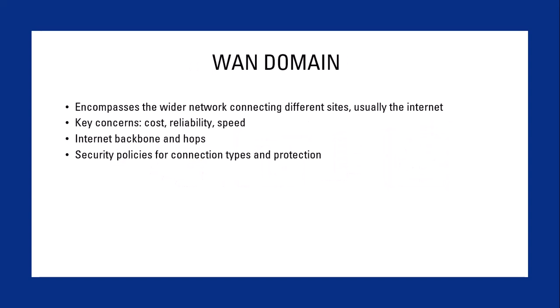The WAN domain refers to the wide area network that connects an organization's different sites, which in most cases is the internet. While the internet is a public network, organizations can use various technologies to create secure private connections over this shared infrastructure. When it comes to the WAN, organizations are primarily concerned with three factors: cost, reliability, and speed. The internet backbone plays a key role in WAN performance. This refers to the principal data routes between large, strategically interconnected networks and core routers on the internet. Internet backbone networks are typically operated by major telecommunication carriers and internet service providers.